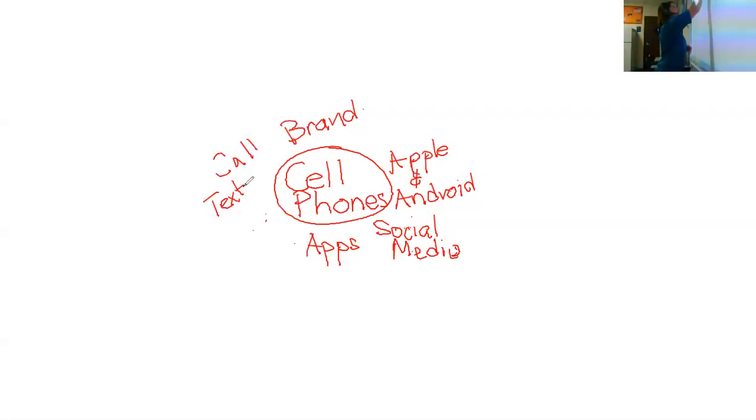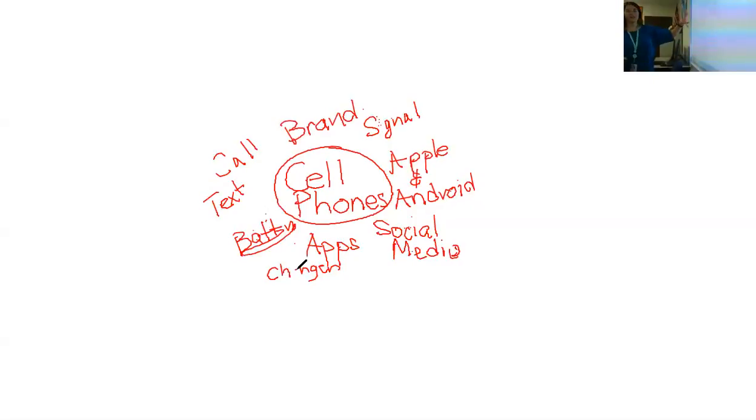I know that cell phones need a signal to work. I also know that you got to charge that battery, right? So there's a battery. Oh yeah, we have to have the right charger. I know there are different kinds of chargers. Okay, so I've got a lot of knowledge about cell phones.